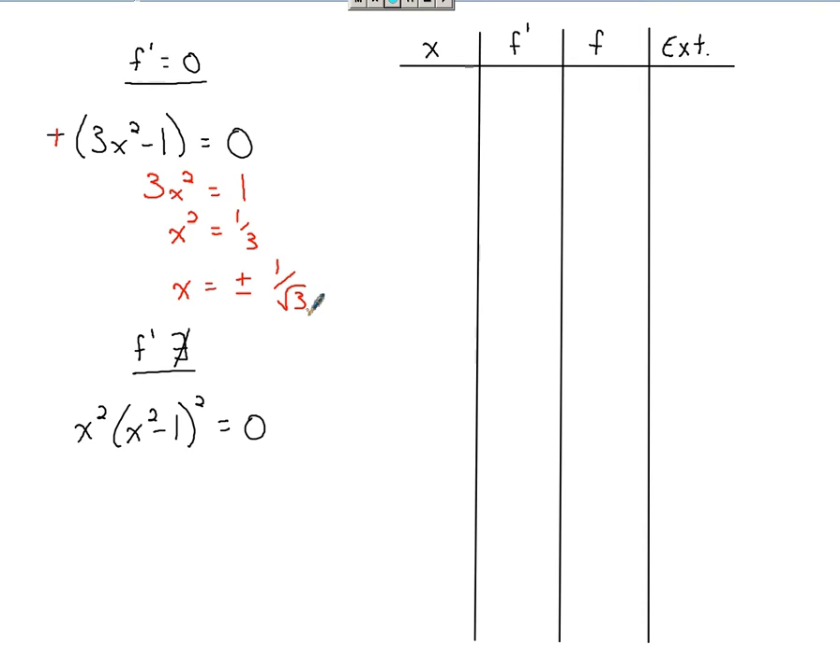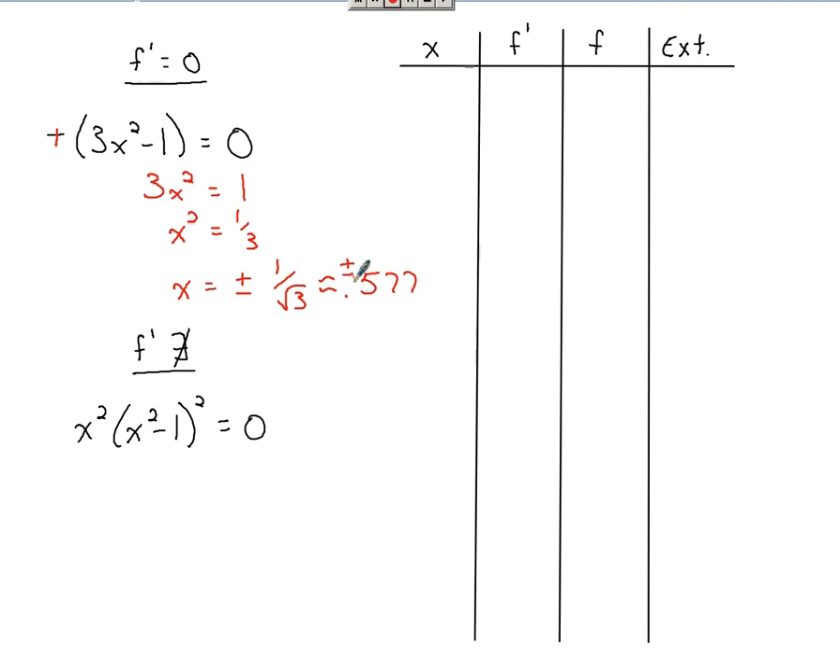But because eventually I'm going to graph this out, I'm going to go ahead and take the decimal approximation here. That decimal approximation, when you take 1 and divide by root 3, comes out to be 0.577 if you round to 3 decimal places. So it's going to be plus or minus 0.577 for x when the first derivative equals 0.